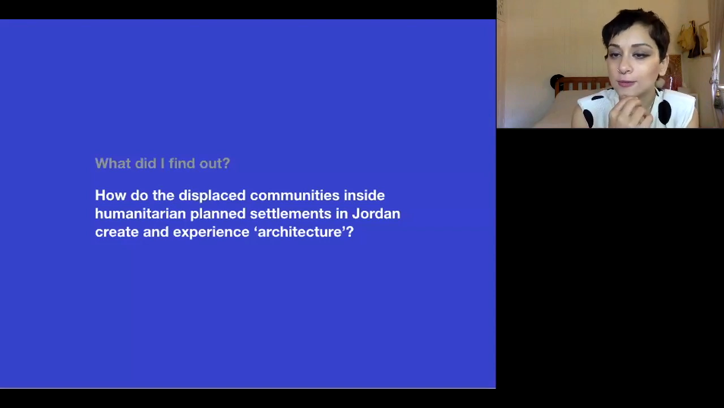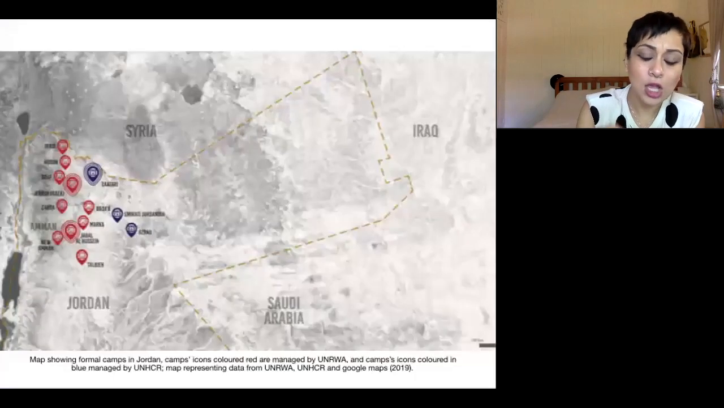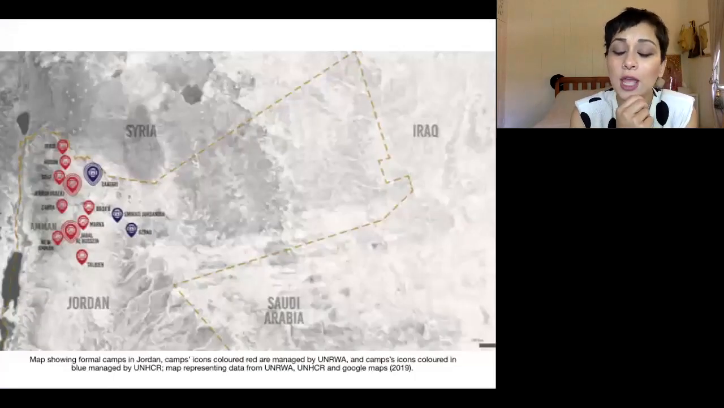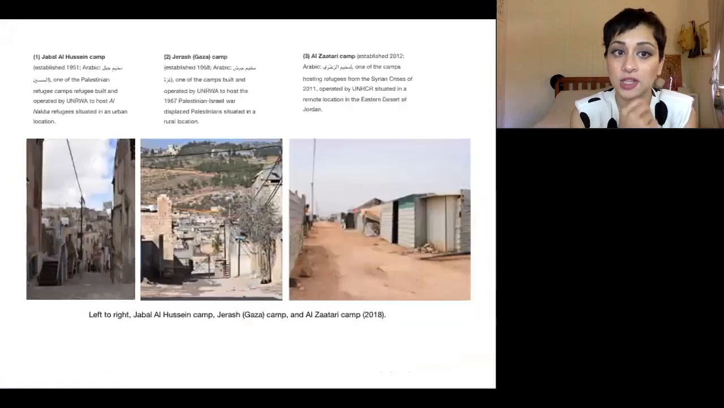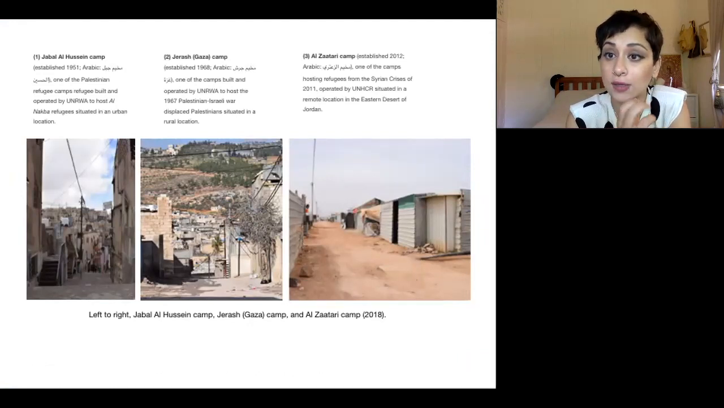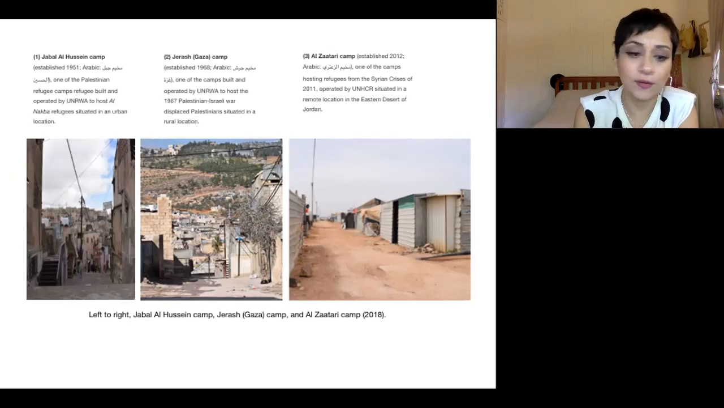So what did I find out? When I went to those camps and I tried to explore the concept of refugee architecture, how did displaced communities inside those camps create and experience architecture? So my research focused on Jordan, and I chose 3 refugee camps, one in 1951, Jabal Hussein, the other was built in 1968. Yes, these are all temporary refugee camps. And the last one is Zaatari in 2012, and it's to host Syrian refugees. It's the biggest camp I've visited.